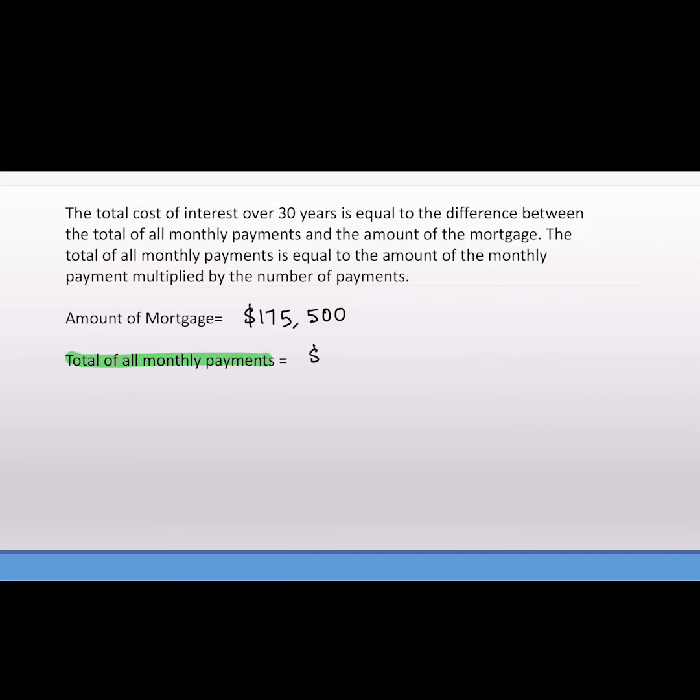I'm paying them 1,227 every month for 30 years, right? And do you know how much that is? $441,720. So you take a mortgage for $175,500 and you pay them back $441,720. So do you see what's the difference between these two? So do you know how much interest we pay?